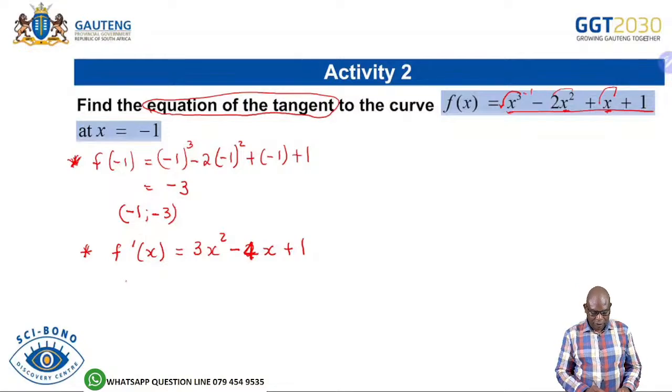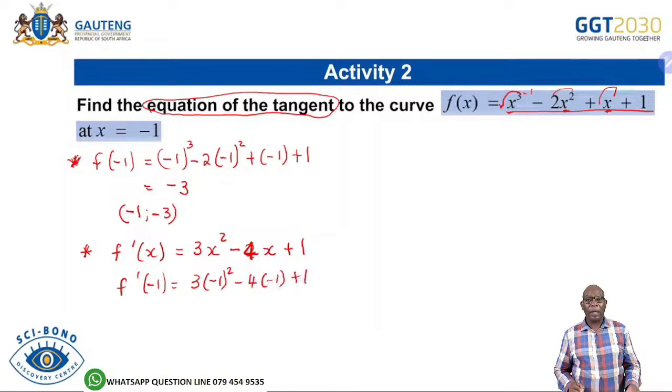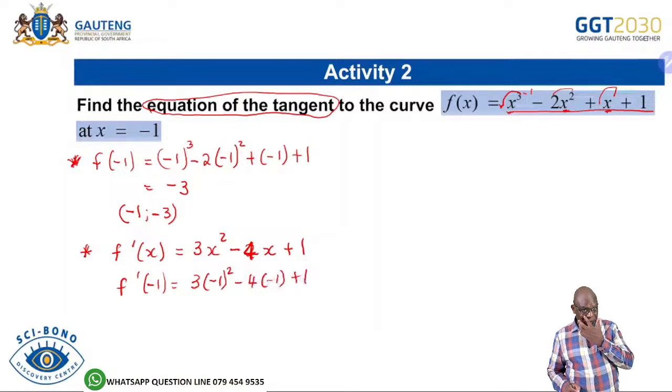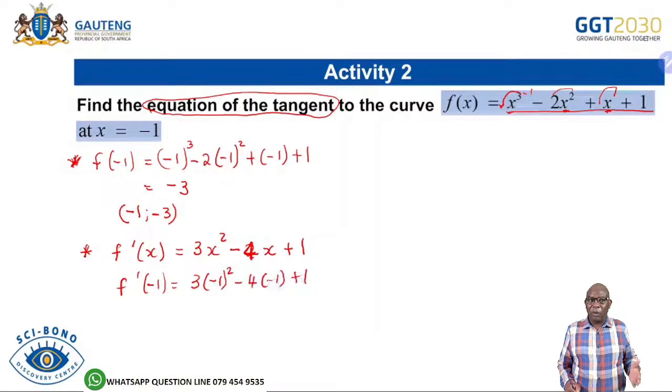After getting this derivative, which point must I substitute with? -1. So in other words, I'm substituting the value of x by -1. What am I getting now? I'm getting the gradient at -1, the gradient at a particular point. Remember, in grade 10, we used y2 minus y1 over x2 minus x1. But in this case, we don't have 2 points. We need the gradient at a particular point. That's why we use the derivative.